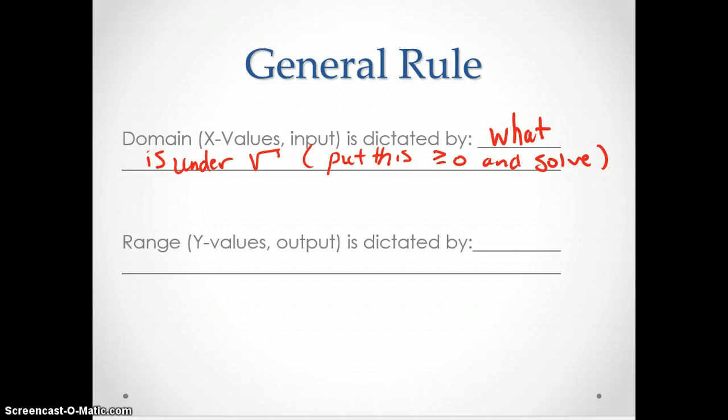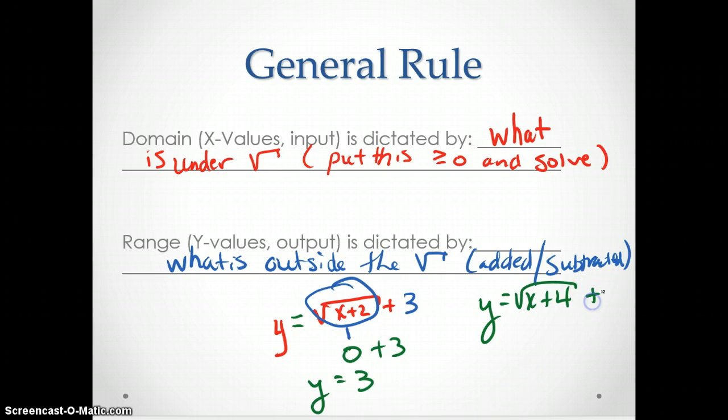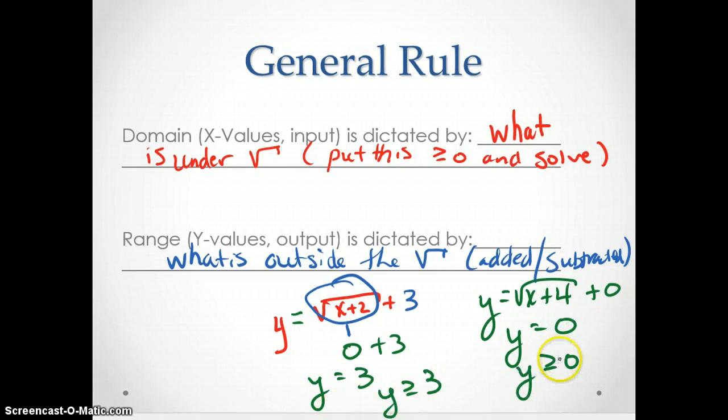And the range, the y values that are possible to come out, is dictated by what is outside the square root, what's added or subtracted. The reason being is that y can only be certain numbers. The smallest number that the square root can be is 0. So our smallest y value in this case would be 3. In the other examples that we looked at, there was nothing outside it, so we could essentially say it's plus 0. So the smallest number that y could be would be 0. So if the smallest y value is 0, we can say that y is greater than or equal to 0. Everything is positive in this case.